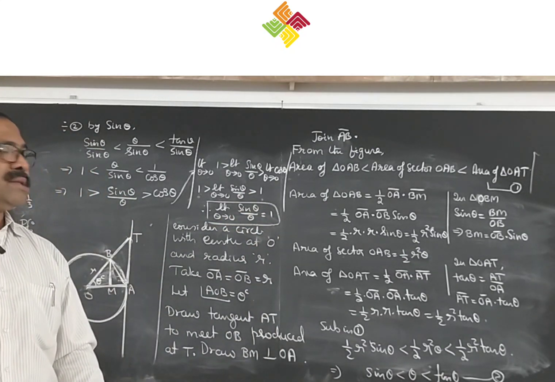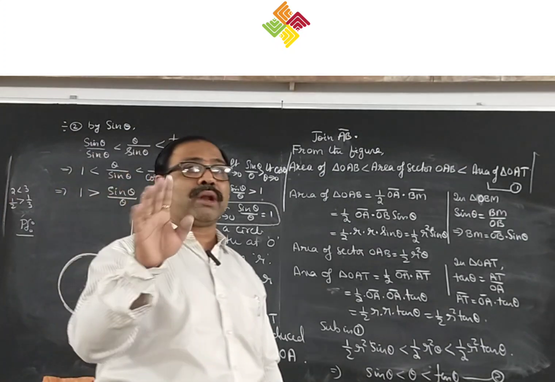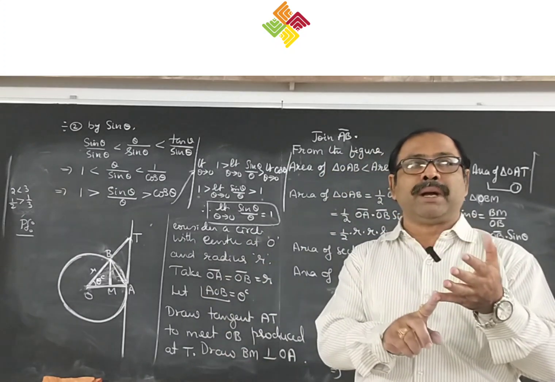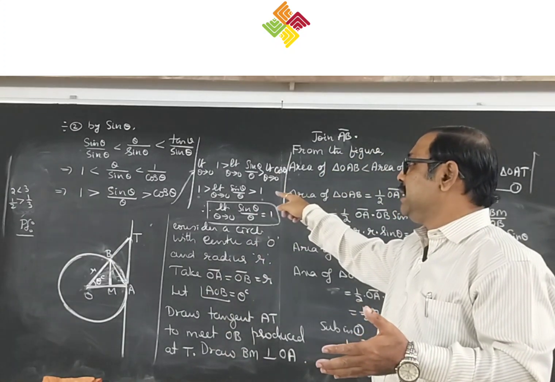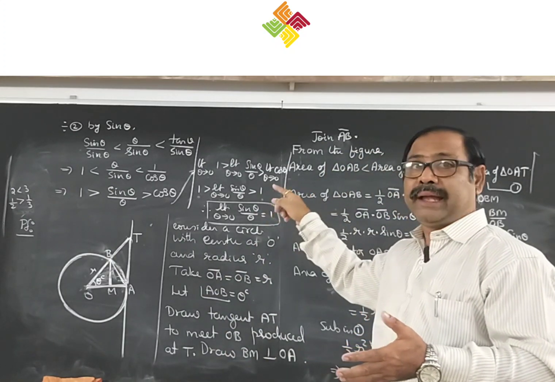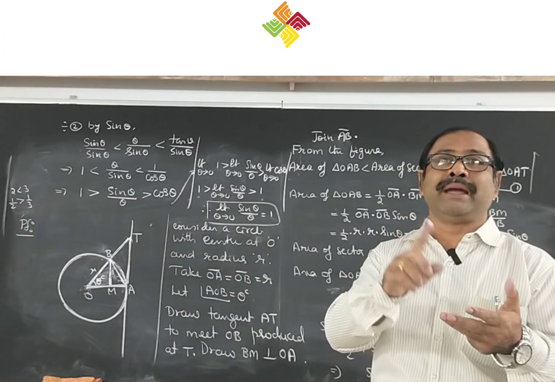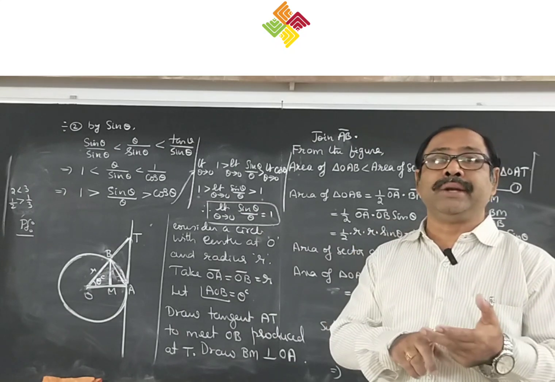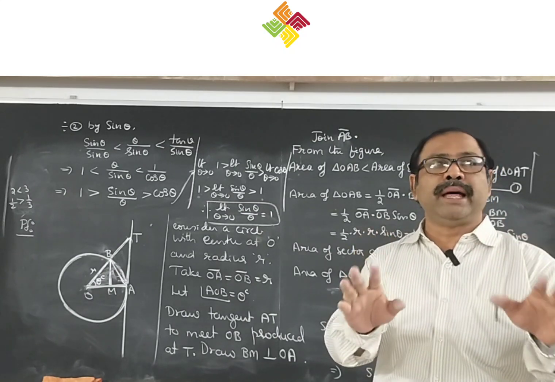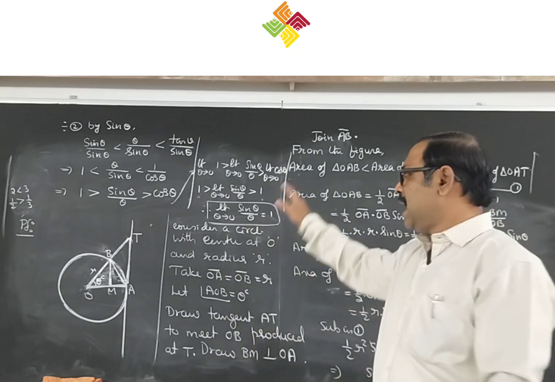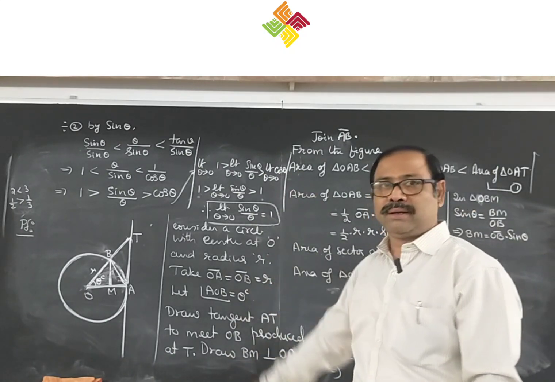Once again, students, you have to write this result minimum 3 times, because you have to remember the proof of limit theta tending to 0, sin theta by theta equal to 1, as well as limit x tending to a, x power n minus a power n by x minus a, equal to n into a power n minus 1. Both the results you have to memorize. It's compulsory. Okay? I hope you understood this.